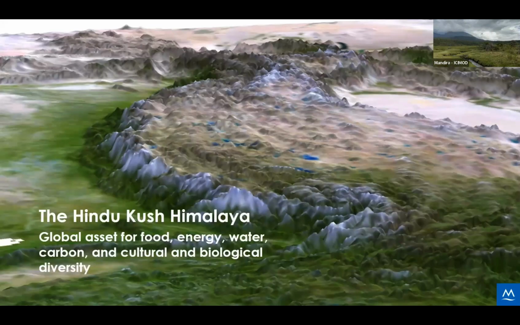Now, in terms of the Hindu Kush Himalayan region, you may wonder where this region is, right? So this region extends about 3,500 kilometers from west to east, covering all those 8 countries that I just mentioned. And this region is a global asset in terms of food, energy, water, carbon, and cultural and biological diversity. From this region originate 10 major river basins, mainly the Indus, the Ganges, the Brahmaputra, that feed more than 1 billion people in the region. So it's a large population that you are looking at, right?